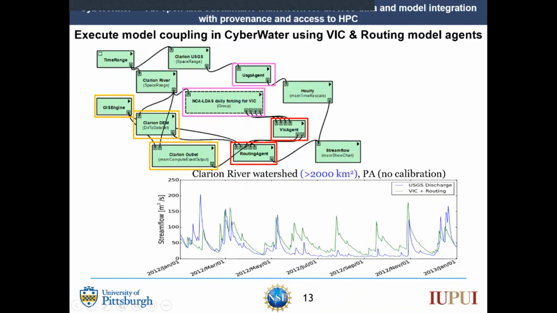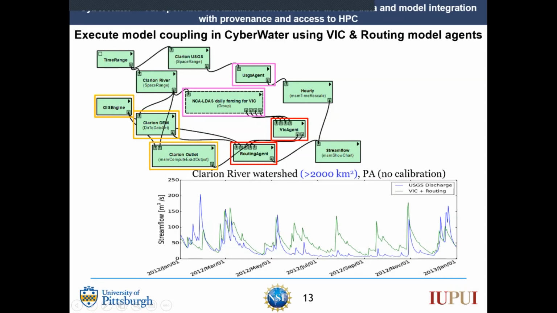Okay, this example shows how we can easily couple two different models in CyberWater. Here the VIC model is coupled with a routing model using the model agents approach. Since the routing model requires DEM data and also information from GIS, such as the boundary of the watershed and the flow path network, you get that information automatically from GRASS GIS through our GIS engine. Remember that CyberWater is integrated with GRASS GIS. So through this, you can obtain all the information you need automatically and fit it into your model, which is the routing model here, and execute it.